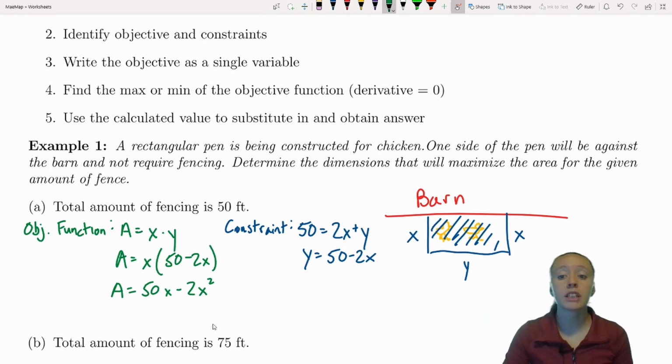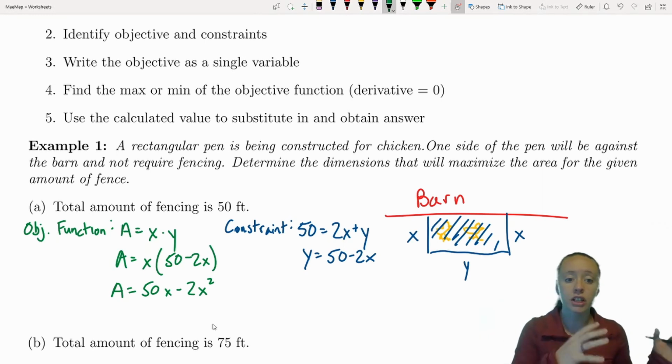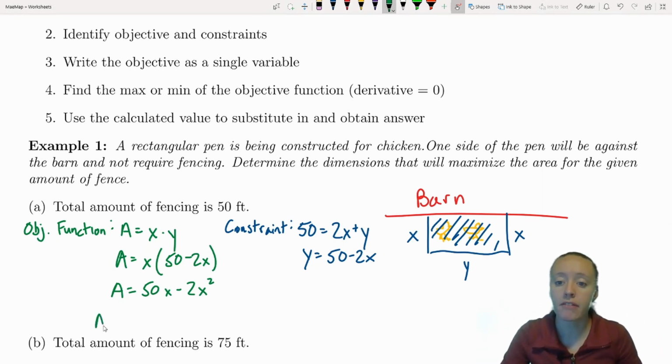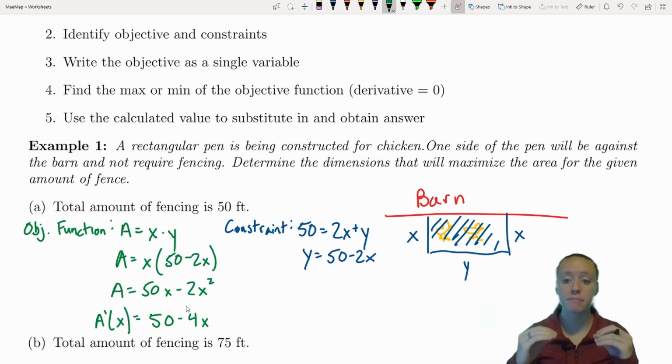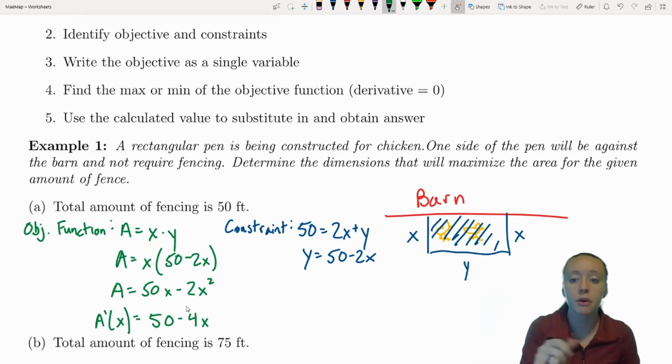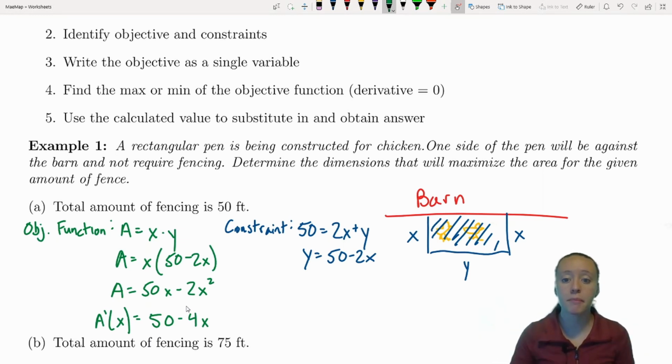So now I'm going to take the derivative of area with respect to x. If area is a function of x, A of x, I'm going to find A prime of x. And A prime of x is going to be, well, the derivative of 50x minus 2x squared, which is 50 minus 4x. Now that I've found the derivative of my objective function, I'm going to set it equal to 0 to find when it's at a minimum or a maximum.